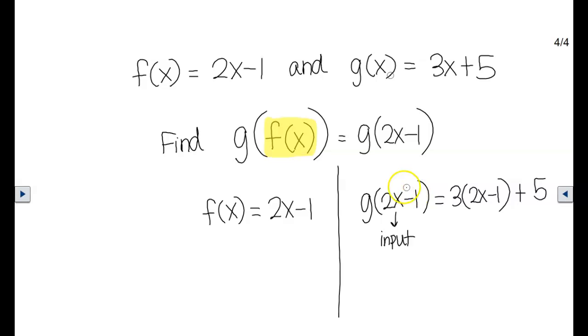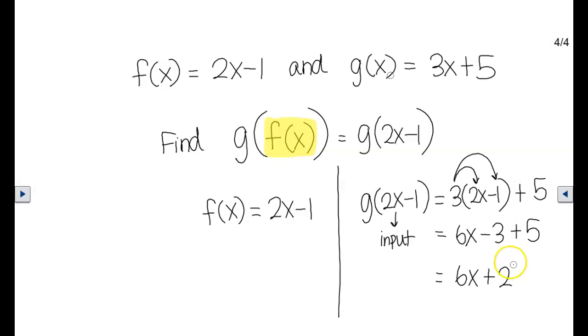So whatever you happen to see here in the parentheses is your input. It replaces the x in this function. All right, so now let's do a little simplifying. 3 times 2x would be 6x. 3 times negative 1 would be negative 3. So we end up with 6x minus 3 plus 5, and then we can combine the negative 3 plus 5. Negative 3 plus 5 is a positive 2, so that's going to be 6x plus 2.